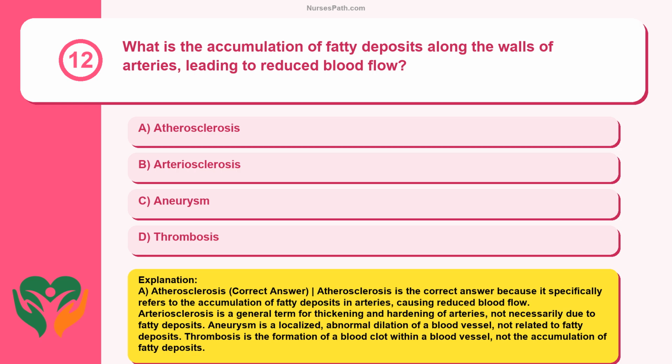Arteriosclerosis is a general term for thickening and hardening of arteries, not necessarily due to fatty deposits. Aneurysm is a localized, abnormal dilation of a blood vessel, not related to fatty deposits. Thrombosis is the formation of a blood clot within a blood vessel, not the accumulation of fatty deposits.